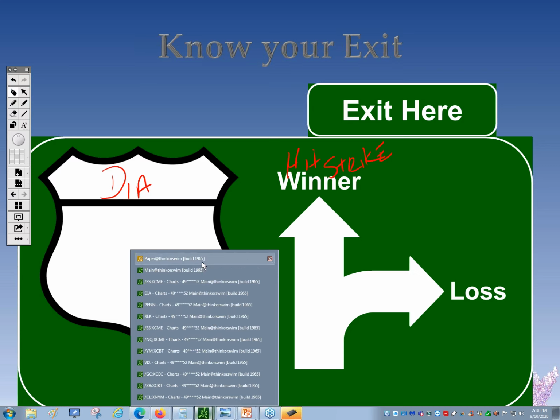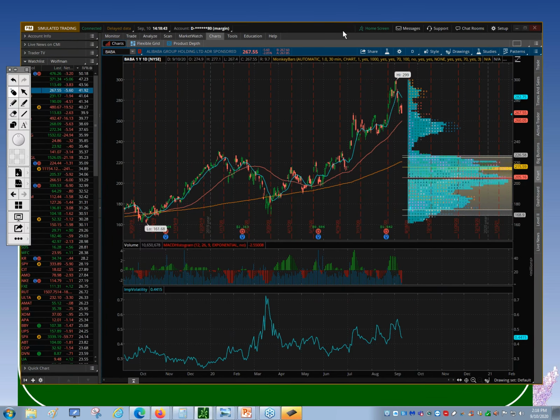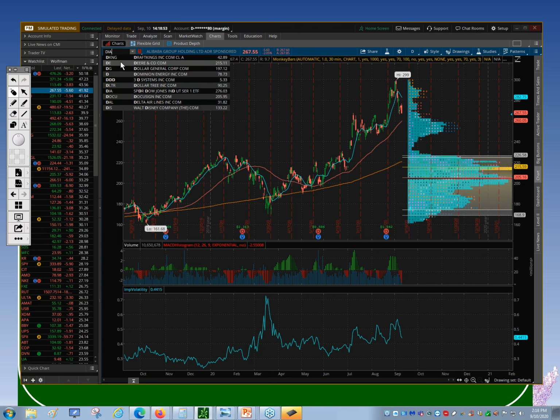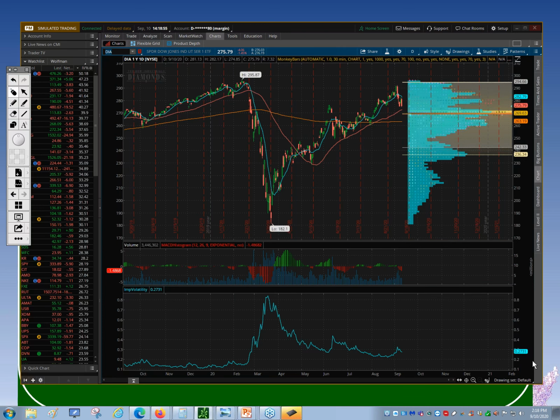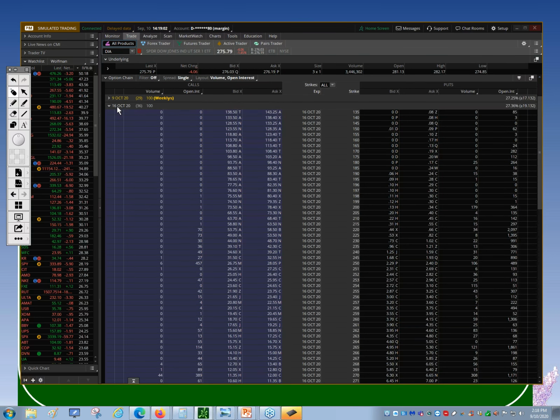So let's pull up an options platform here. Pull this up over here. All right, so I'm looking at DIA. I think the volatility is relatively low. I think we're ready for a breakout that would help me with the expansion there. I have no trades on in DIA. So am I going to use these?